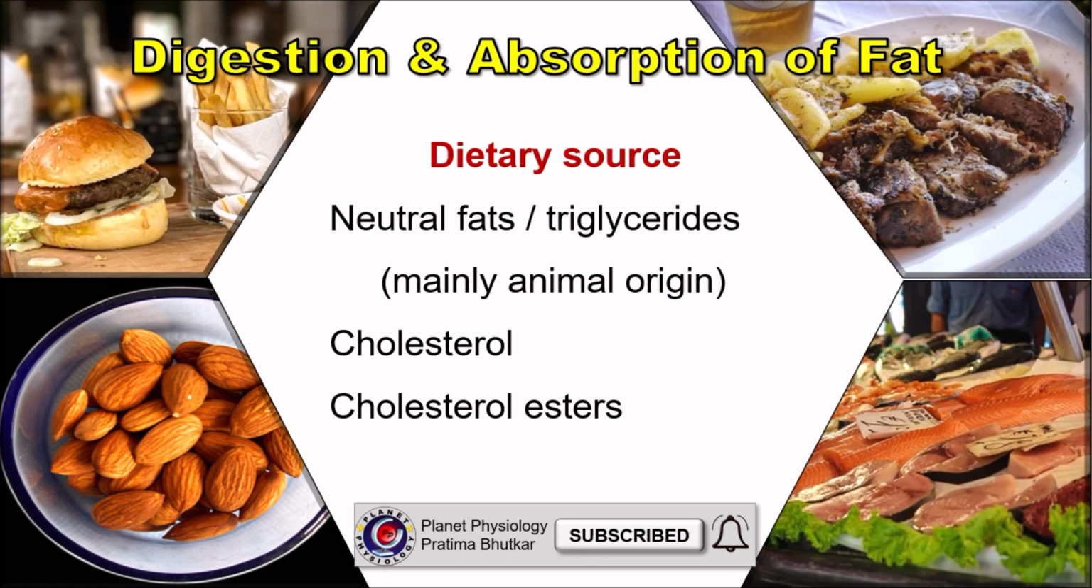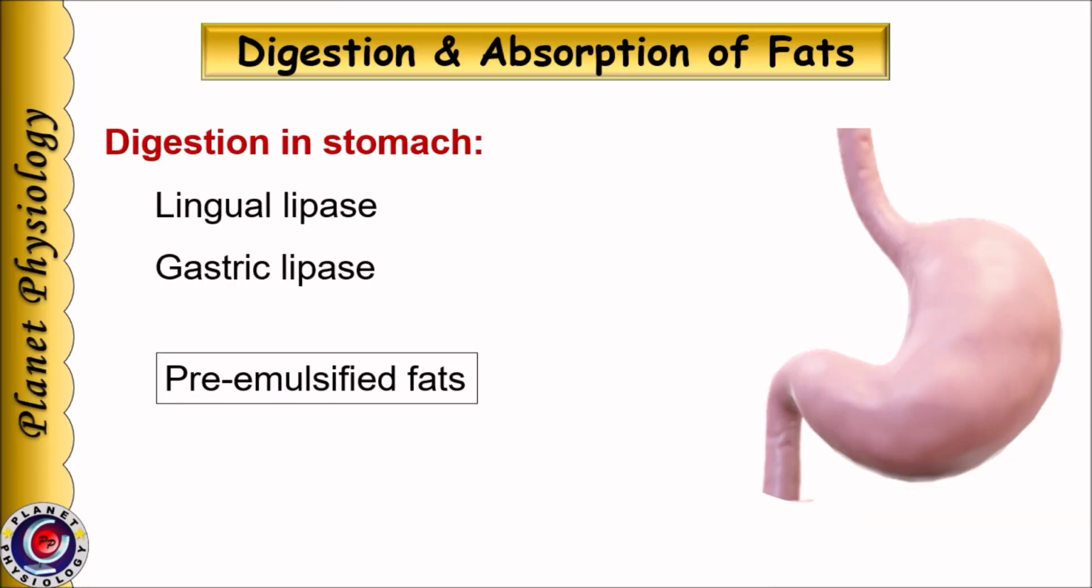Dietary sources of fat are usually in the form of neutral fats or triglycerides, and these are mainly of animal origin. We also ingest fat in the form of cholesterol and cholesterol esters. Fat digestion begins in the stomach under the influence of gastric lipase. In certain species, there is also lingual lipase, which is secreted in the saliva. Gastric lipase mainly acts on pre-emulsified fats and is responsible for about 30% of the fat digestion.